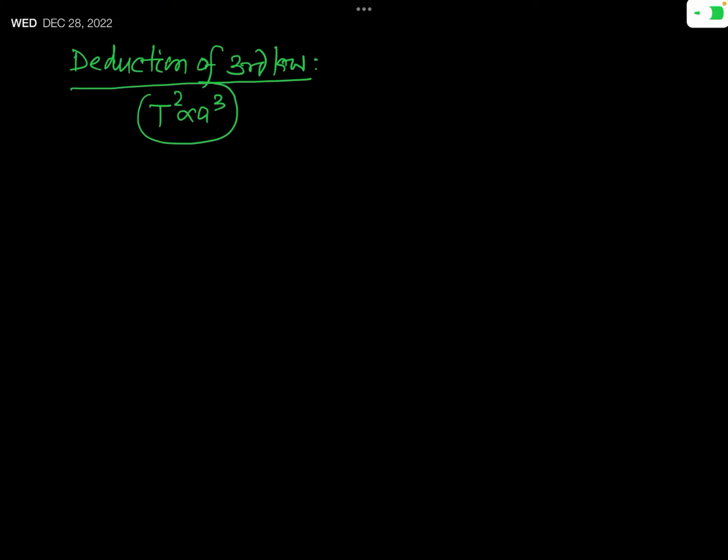Definitely to prove this law, we will have to calculate the period of revolution of the planet, and when you calculate the period of revolution of a planet revolving around the sun, you will see that this T square will be proportional to a cube. So now let us consider, according to the first law, that our planet is moving in an elliptical orbit, having semi-major axis a and semi-minor axis b. We consider it.